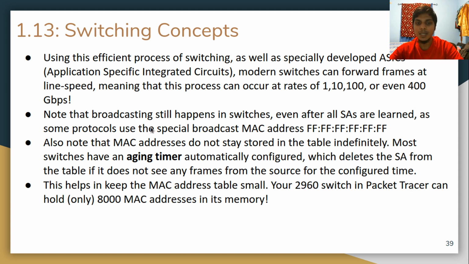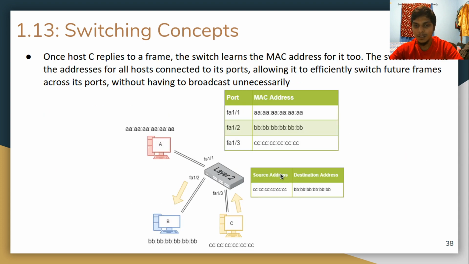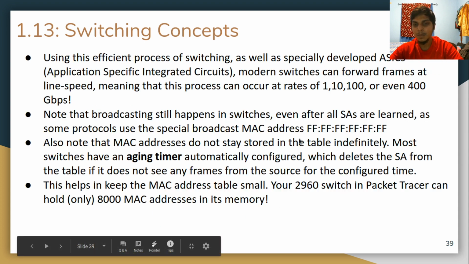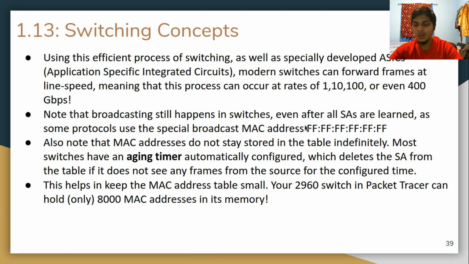Now note that broadcasting still happens in switches even after all source addresses are learned, as some protocols use the special broadcast MAC address. So if you look through a big Wireshark trace and you look at the layer 2 headers, you will notice that the destination address, in some of the protocols, will always be all Fs, which is the broadcast address at layer 2, because those protocols just need to utilize broadcasts at layer 2.